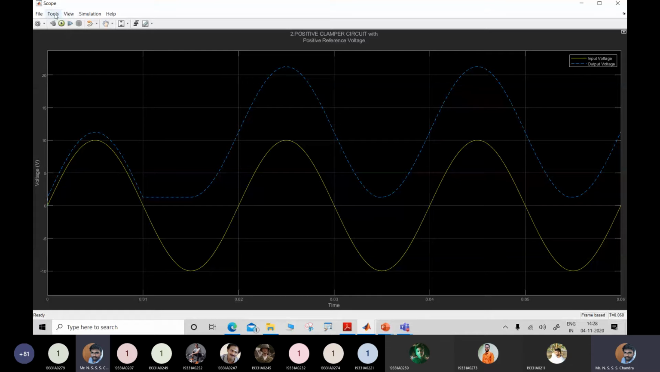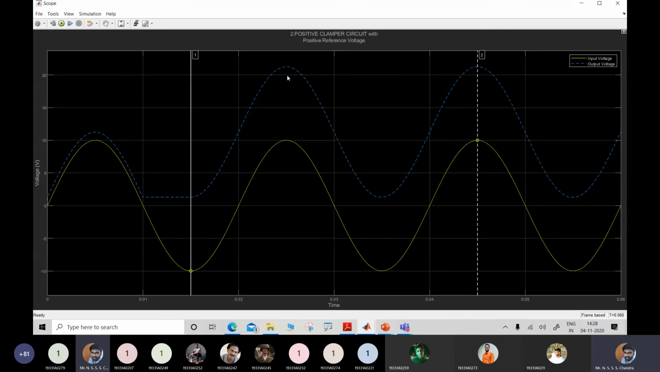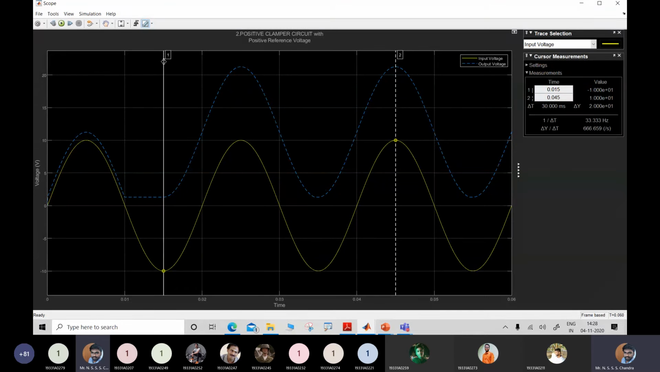So let us check if we have doubt. We go for the measurements, go to the cursor measurements, and bring the cursor to this peak value. It depends upon the placement at which position you are keeping; based upon that you will get the value. I have kept it at 0.025 seconds. Now I will be checking the input voltage.